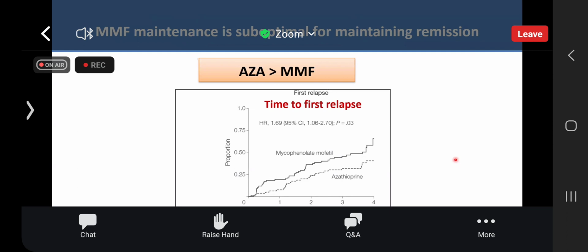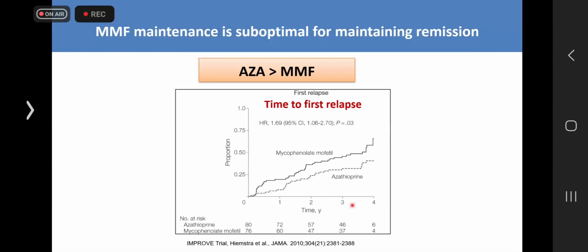For achieving remission and also for maintaining remission, and this you've seen before, this is from the IMPROVE trial, which shows a slightly higher rate of relapses in the group treated with mycophenolate compared to the group treated with azathioprine.